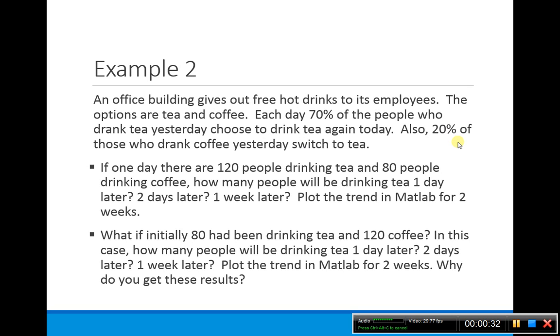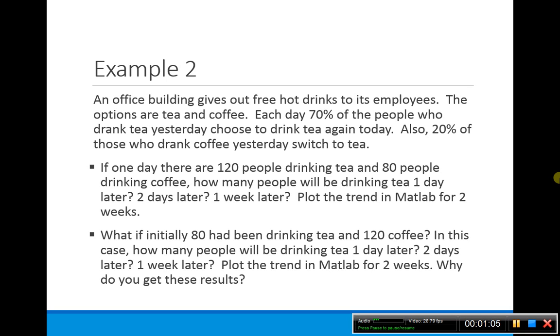Okay, so example 2. We have an office building that gives out free hot drinks to employees. The options are either tea or coffee. Each day, 70% of the people who drank tea yesterday choose to drink tea again today. So apparently people like tea. Also, 20% of those who drank coffee yesterday switched to tea. Some of them just keep drinking their coffee, and likewise, if you're drinking tea, you're likely to stay with tea again.